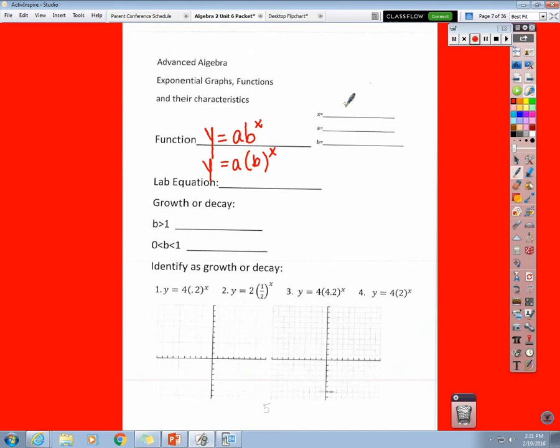Now, what did we say the x represents? The time. So for this scenario, it's the number of times we did it. What does the a represent? It was the start value. Okay, a is your start value. And then b is the growth or decay factor.